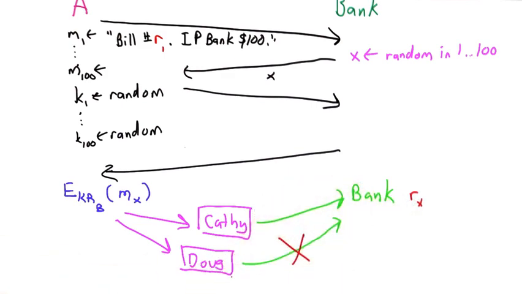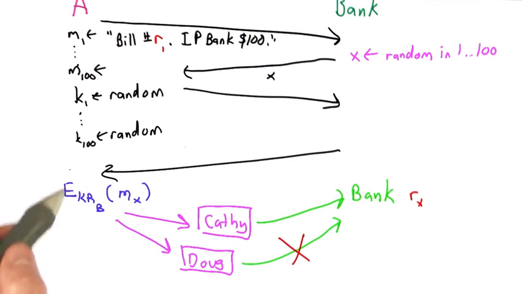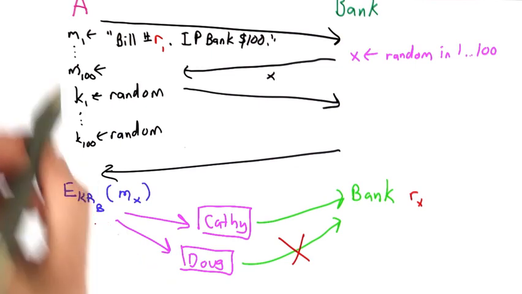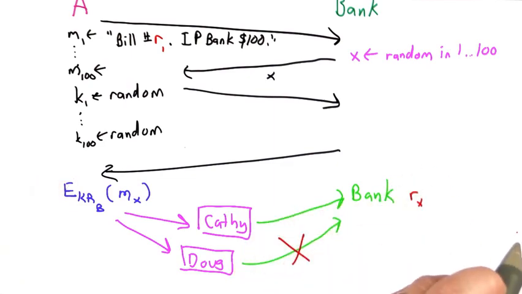So the bank knows the bill was double spent. The problem is the bank doesn't know who double spent the bill. The bank received the bills from Kathy and Doug, but they weren't the double spenders. They were the ones that were duped into accepting the bill. Alice was the double spender. And because of this blind signature scheme, the bank doesn't know that Alice is the one who spent the bill.